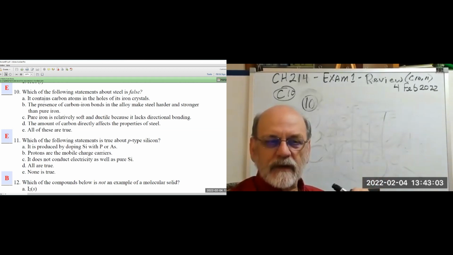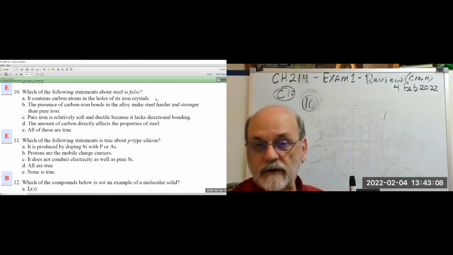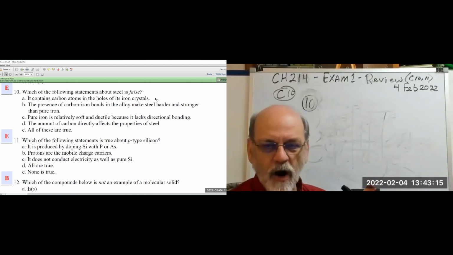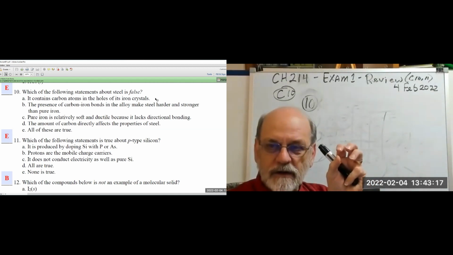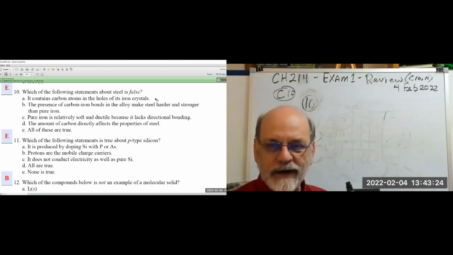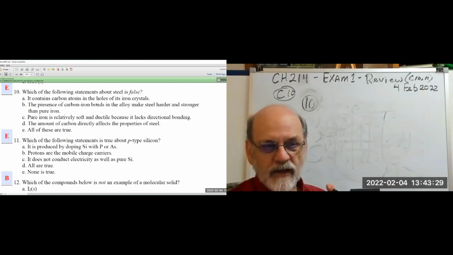A, it contains carbon atoms in the holes of its iron crystals. That's true. This is what's known as an interstitial alloy. The carbon atoms are very small, the iron atoms are big, but they don't take up all the space. There are voids in there, and the carbon atoms occupy those voids. So A is true. The presence of carbon-iron bonds in the alloy makes steel harder and stronger than pure iron. That is also true.